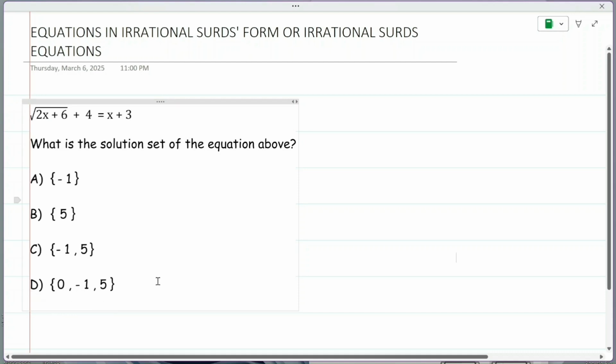But if only one of them works, if it were to be minus 1, then your answer is A. If it were to be 5, your answer is B. And if it were both, your answer will be C. And that might help you save time on the question.